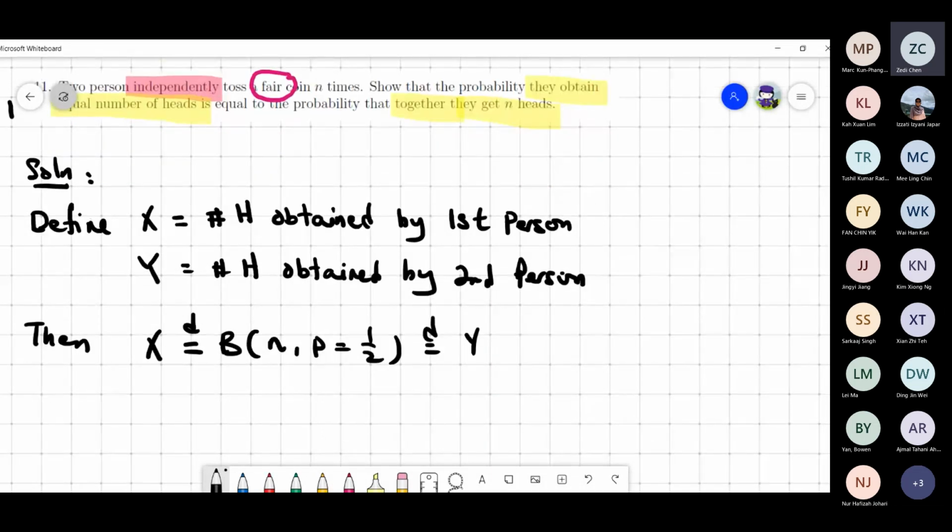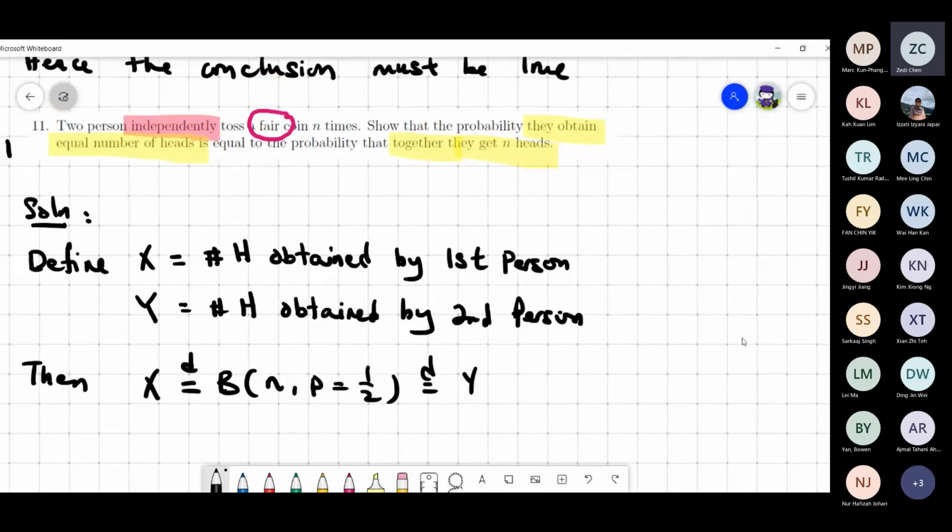So the first event, they obtain equal numbers of heads. I think it's clear, right? X is the number of heads obtained by the first person. So this event will be X equals Y. Agree? I think it's clear. The second event is together they get n heads. So that means X plus Y is equal to n. Right. So now I just want to show that the probability of X equals Y is equal to the probability of X plus Y equals n. These two are equal.